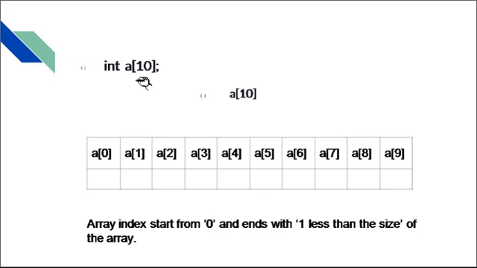Okay. Int a of 10. When this statement is executed, what happens in the memory of the computer? 10 integer type locations are created. The name of the first location is A of 0, the second location is A of 1, the third location is A of 2, and so on. The last location is A of 9.